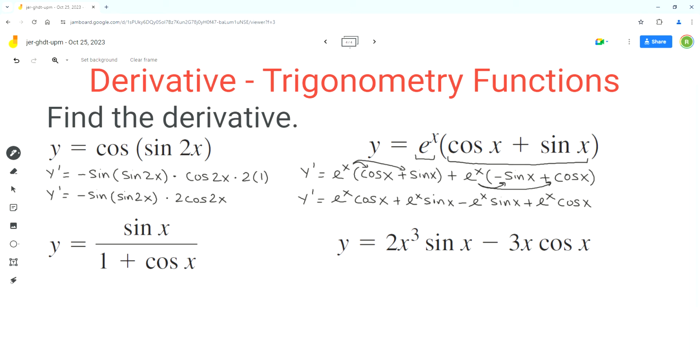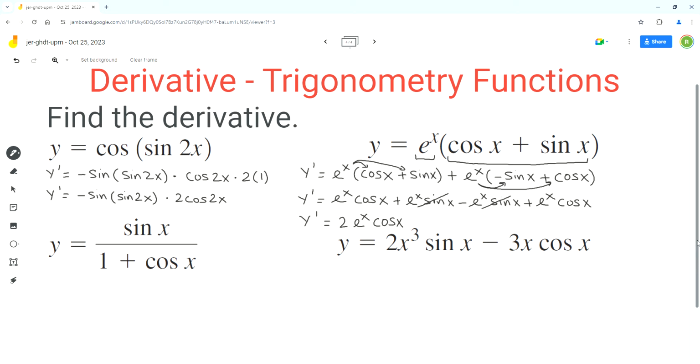Now we can cancel out e to the power x sin x terms because they have the opposite sign, and we can add e to the power x cos x terms. So we get y prime equals 2 e to the power x cos x. So this should be the derivative of this second function. So now we can analyze the third function.